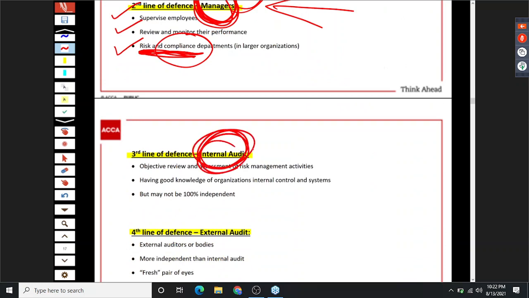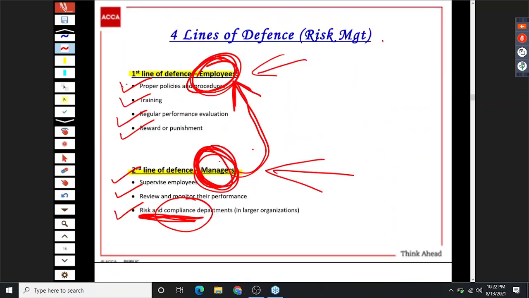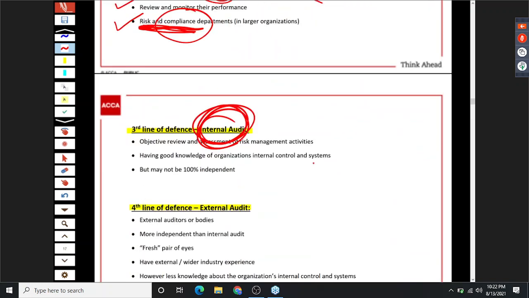Managers and employees might be boyfriend and girlfriend. They might have soft corners for each other, right? So then comes the internal audit.